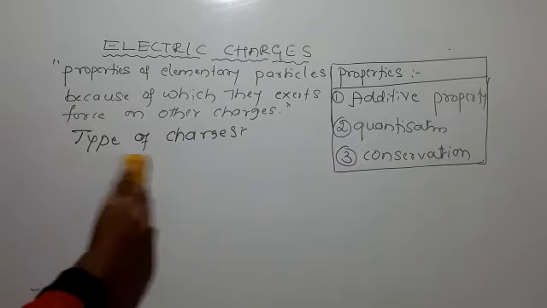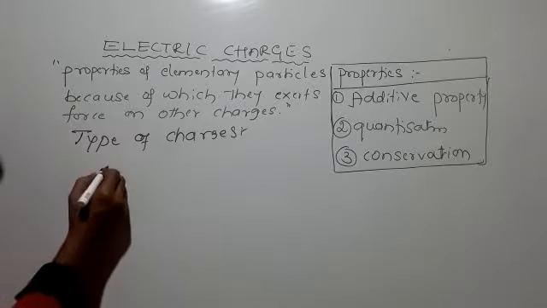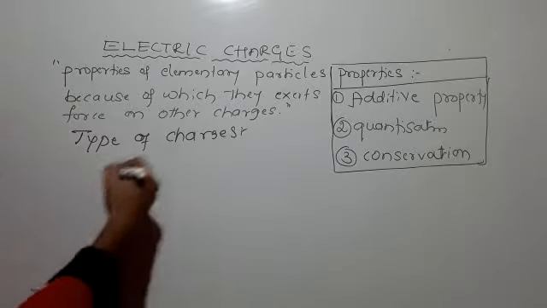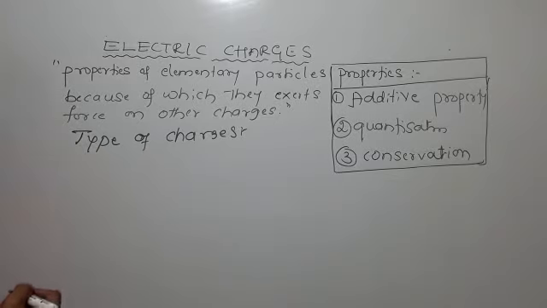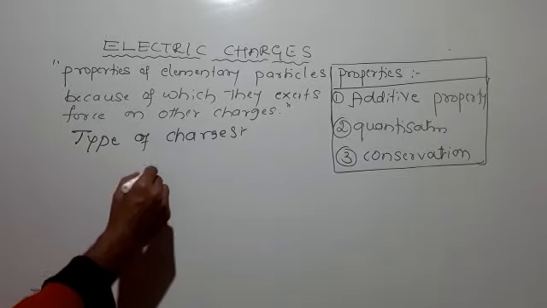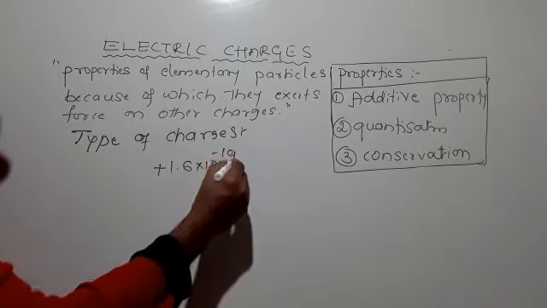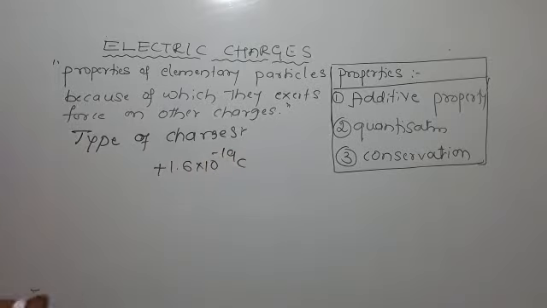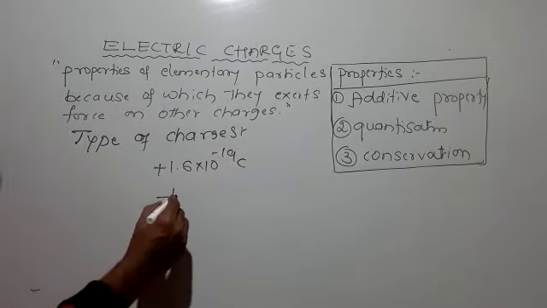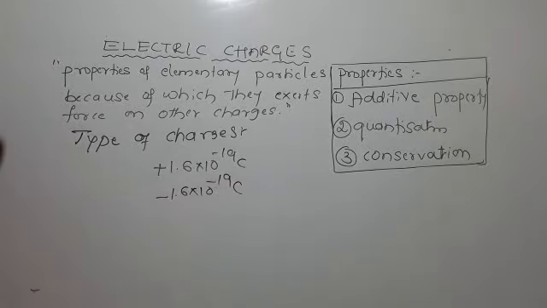Now, in an atom, the number of protons is equal to the number of electrons. The charge on the proton is always equal to the charge on the electron. Each proton carries a charge of plus 1.6 into 10 raised to minus 19 coulomb. Similarly, an electron possesses a charge of minus 1.6 into 10 raised to minus 19 coulomb. Coulomb is the SI unit of charge.